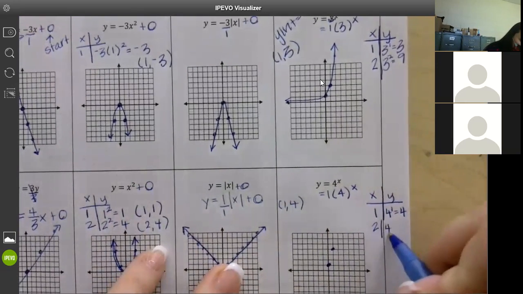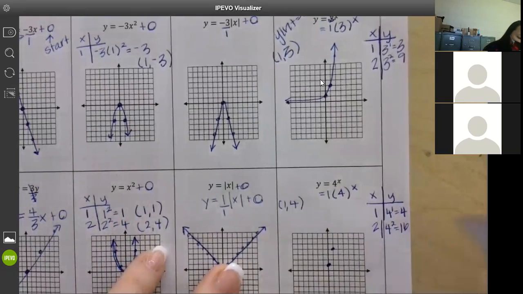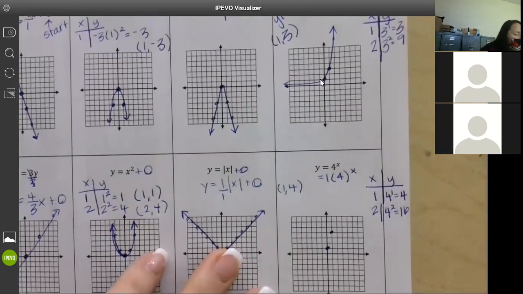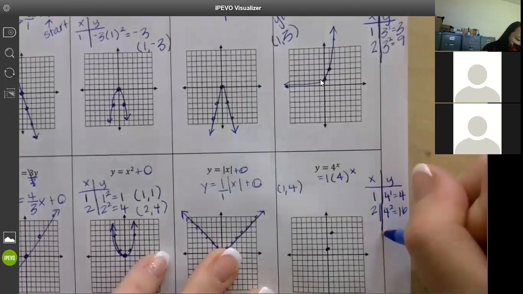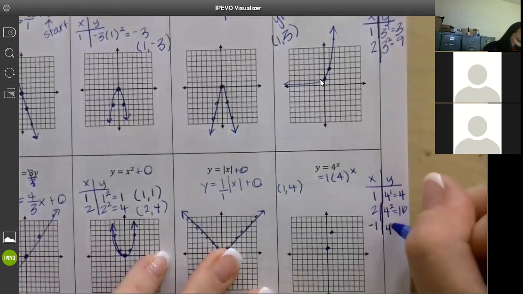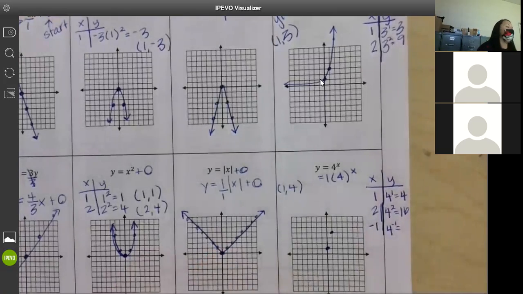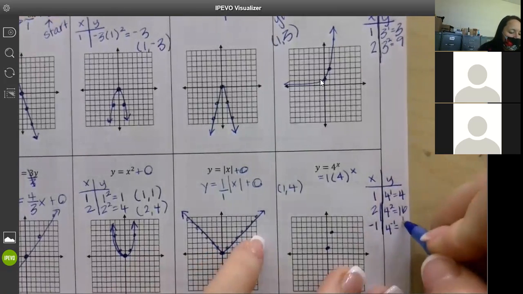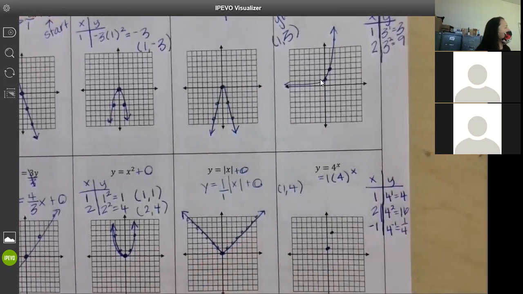If we try to plug in our second coordinate, we get 16. That will be too hard. Here's what I want to show you just in case. If we plug in -1, I don't have my calculator on me, we would get 1/4 or 0.25. You can do that if you want to, but it's really crappy to graph as well.